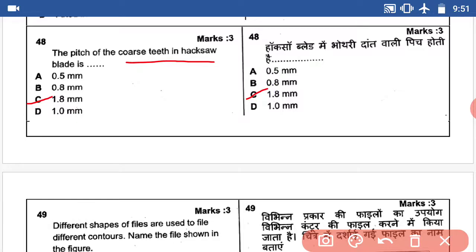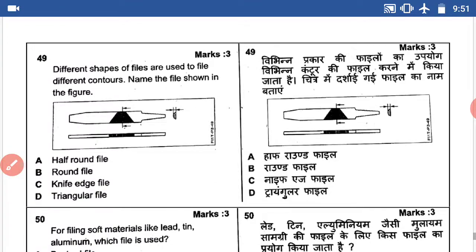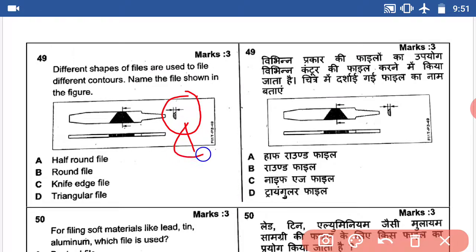Question number 49. Different shapes of files are used to file different contours. Name the file shown in the figure. This file image is half round. So the answer is half round file. The answer is A.